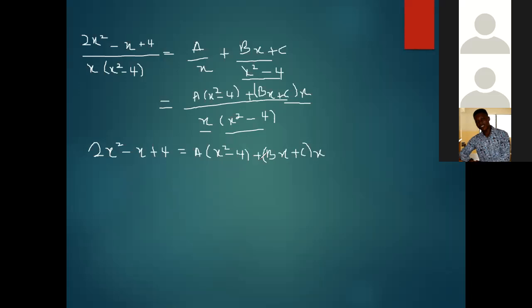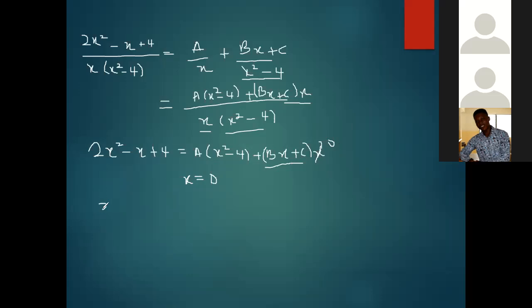if we wish to find, let's say, a, all we need to do is to select maybe x equals 0. Because if we select x equals 0, this x will go to 0, which means that the whole term here times 0 will be 0. Then we can find our a.